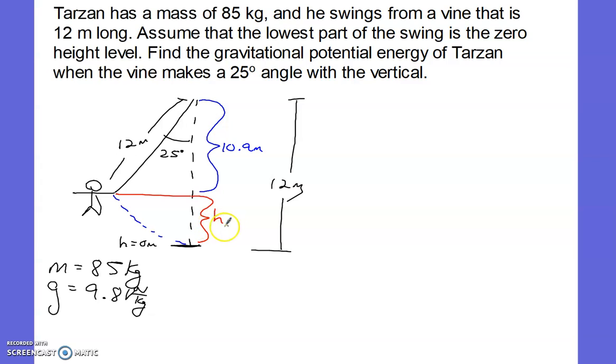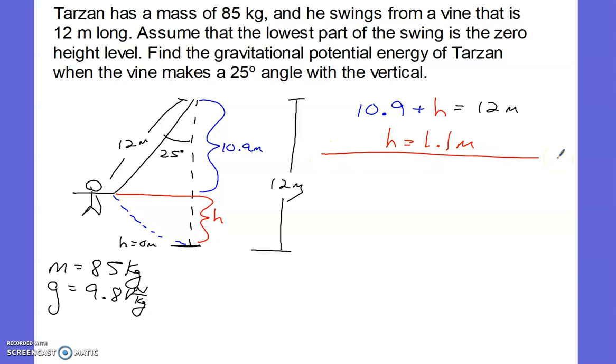And so now we can get the height. This 10.9 plus my height must equal 12 meters. And then I solve for my height by subtracting the 10.9 on each side, and I get my height to be 1.1 meters.